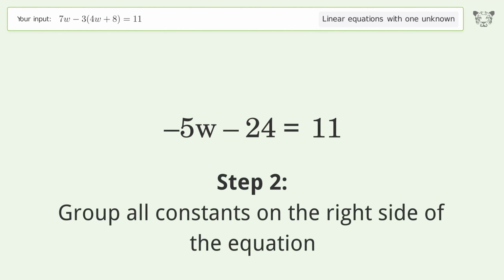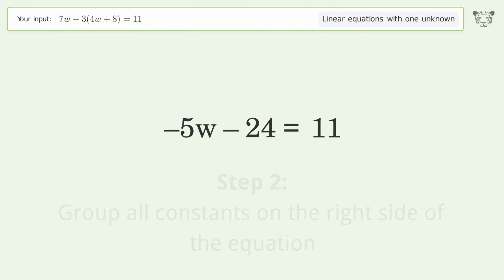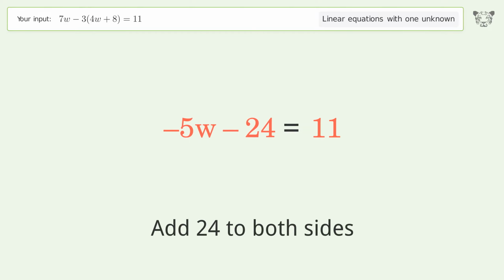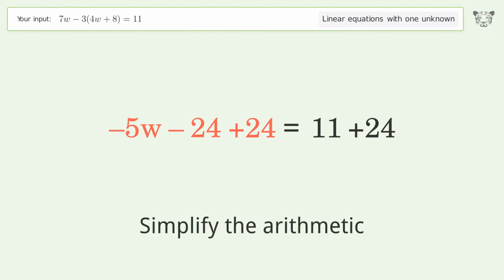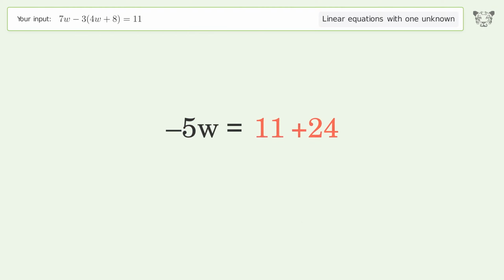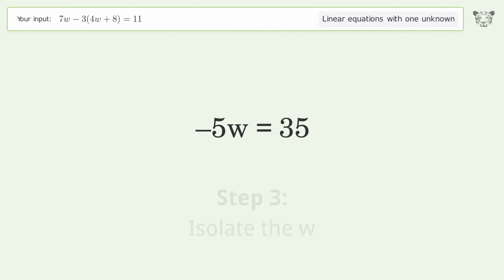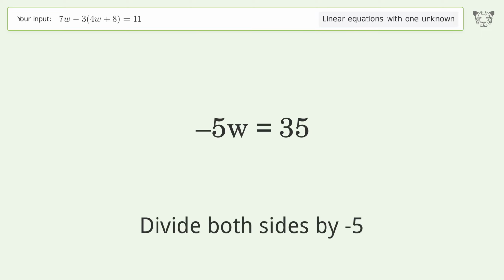Group all constants on the right side of the equation. Add 24 to both sides. Simplify the arithmetic. Isolate the w. Divide both sides by -5.